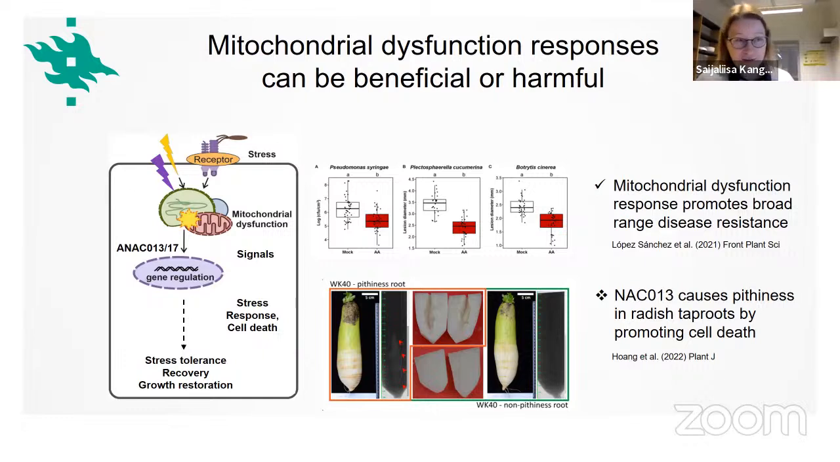So the sensory characteristics of these radish taproots are really unpleasant, whereas the other cultivar is much softer. And so the activation of mitochondrial dysfunction response in this pithy cultivar has quite a big effect and impact on the nutritional and also commercial value of this cultivar. But then the cost may be that this may be much more stress resistant.